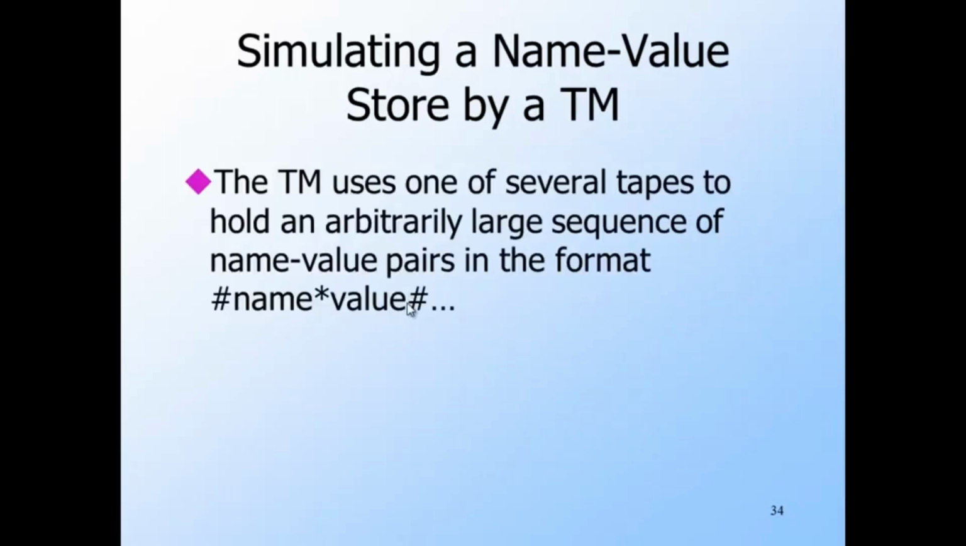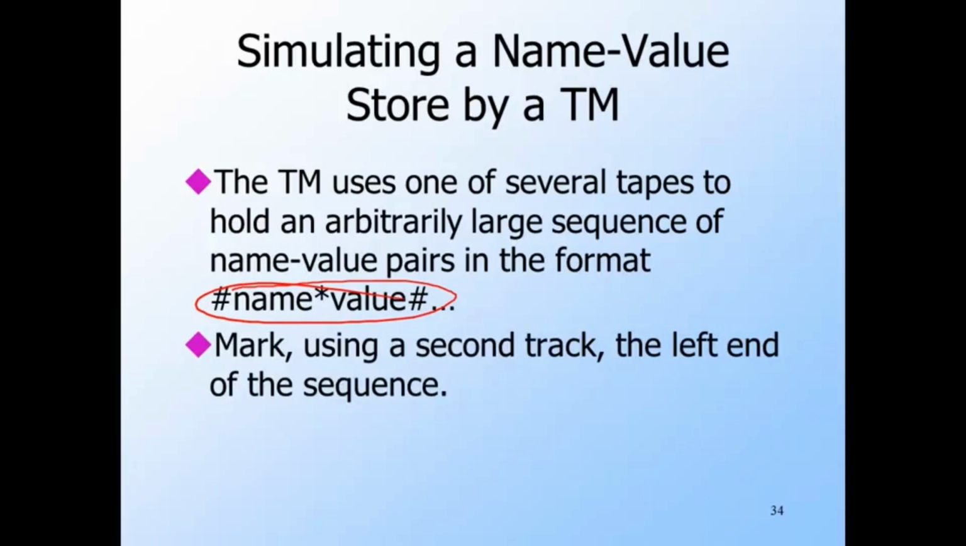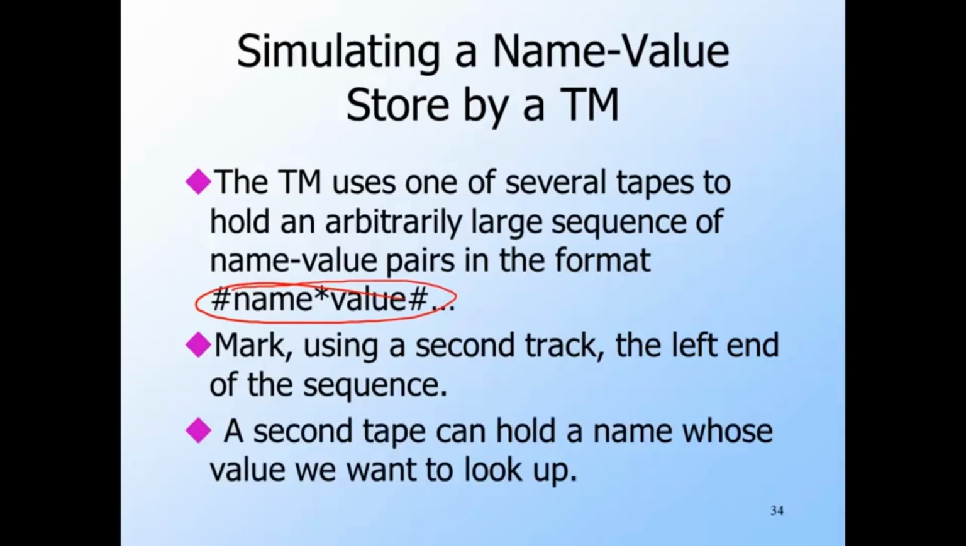The Turing machine will have several tapes that we'll describe later, but one of the tapes is used to hold the sequence of name-value pairs. As suggested here, the format we use is to separate pairs by pound signs and to separate the name from the value by a star. We assume neither pound nor star are symbols that can appear in any name or value. A second track of this tape will be used to mark the left end of the sequence. This mark never moves, it's just there so we can find the beginning of the sequence and scan it looking for a particular name. A second tape will be used to hold the name that we want to look up.